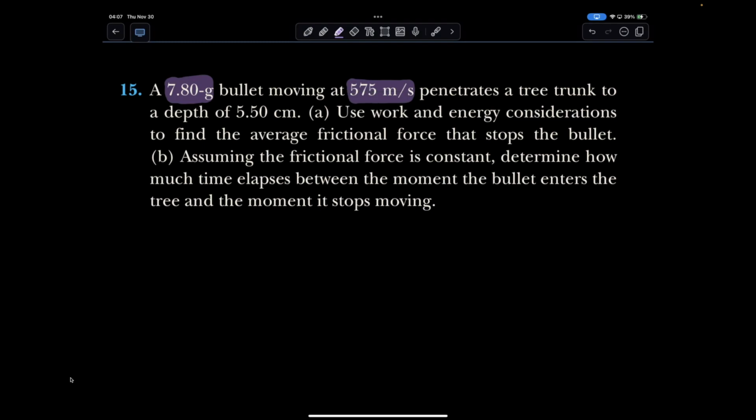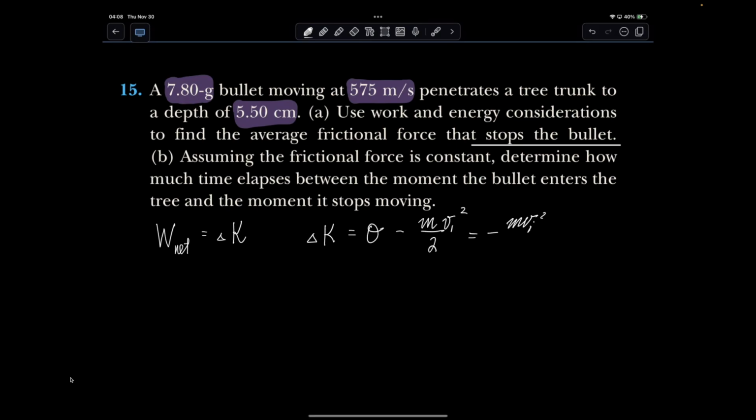And then it says it penetrates a tree trunk to a depth of, and we need to use work and energy considerations to find the average frictional force that stops the bullet. Work-energy: net work equals change in K. It stops the bullet. Therefore, my change in K is 0 minus mv initial squared over 2, because my final kinetic energy is 0. So that will give me by how much energy changed. It will be a negative mv initial squared over 2.